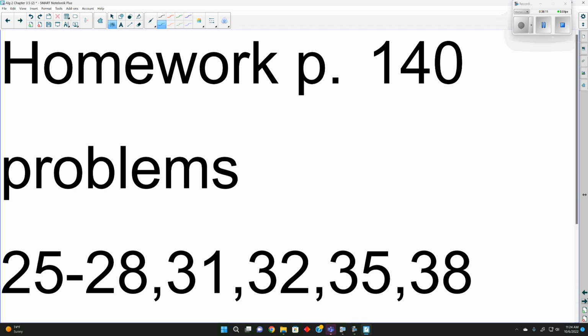We have one more section of this, which is tomorrow, 3.6. There is a part 7, but I'm not going to worry about part 7. We might come back to it later. It's solving systems of equations with quadratics and linear equations.